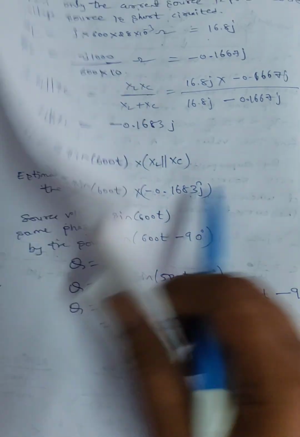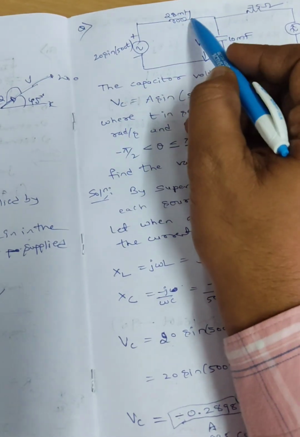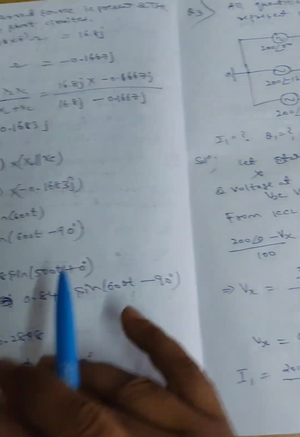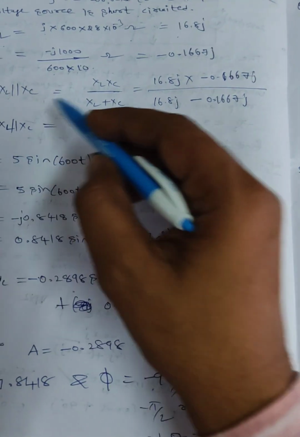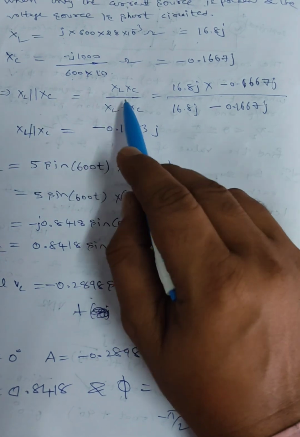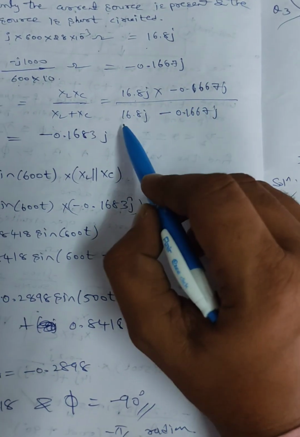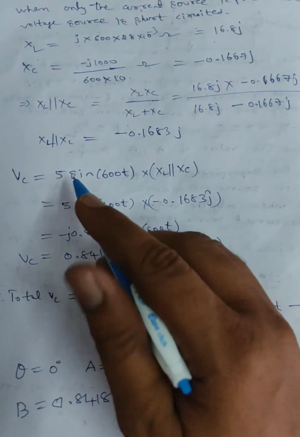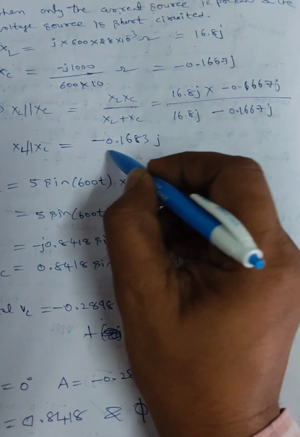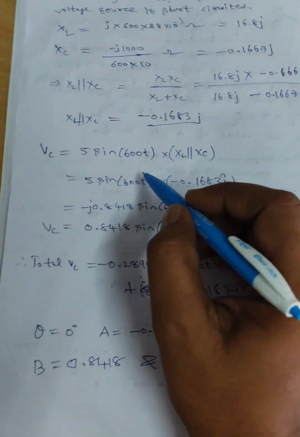Then XL and XC. See, when the voltage source becomes short circuited, the inductor and capacitor are in parallel. So those reactances are in units of ohms. So when two reactances are in parallel, we can write like this: XL XC divided by XL plus XC. Enter the XL value and XC value. By simplifying, you will get the net value as minus 0.1683 j.